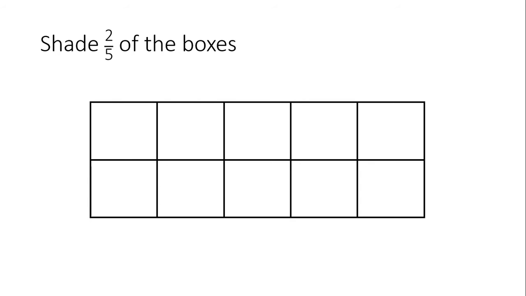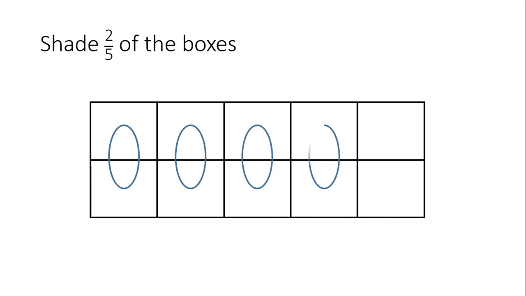Now, you can't just say there are 5 boxes and I'm going to color in 2 of them, because there aren't 5 boxes. There are more than 5 boxes. So what we have to do first is to group them and then shade the groups, not the individual boxes. So I see 10 boxes here, so I'm going to have to group them so that I have 5 groups instead of thinking about 5 boxes. So let's do some grouping. 1, 2, 3, 4, 5. Now I have 5 groups.